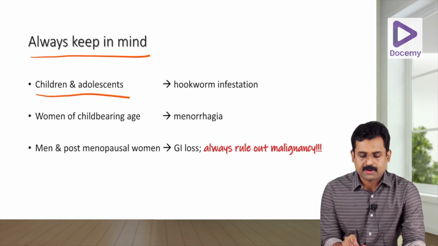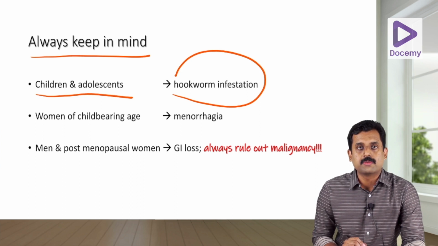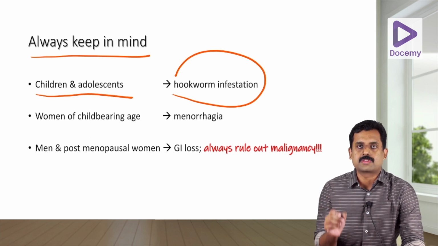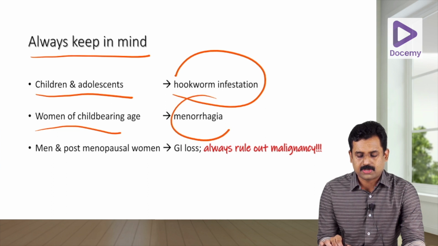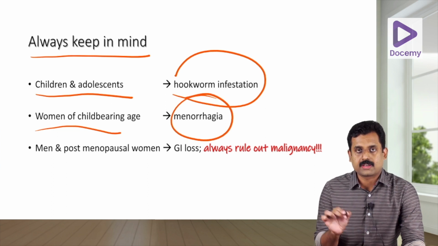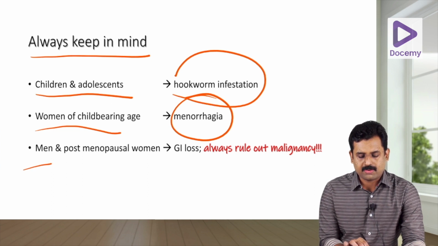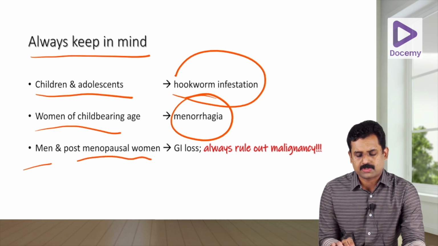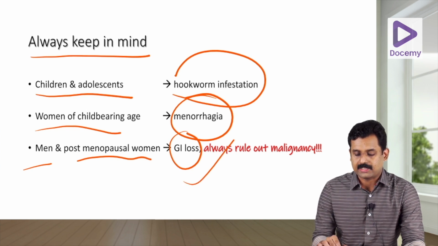In children and adolescents, a parasitic infestation of your gut, like hookworm infestation, is the most common cause of iron deficiency anemia. And in women of childbearing age, always think about a menstrual bleed, like a condition producing menorrhagia. And in all others, like men of any age and postmenopausal women, always think about gastrointestinal loss. Otherwise, you may miss a gastrointestinal malignancy.